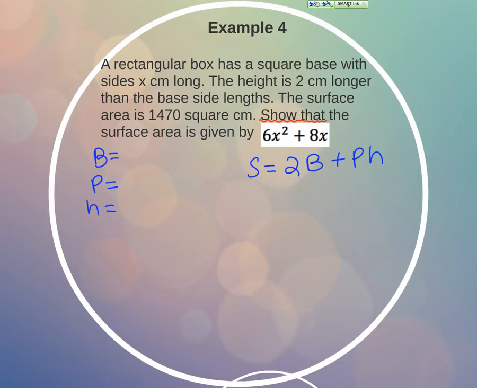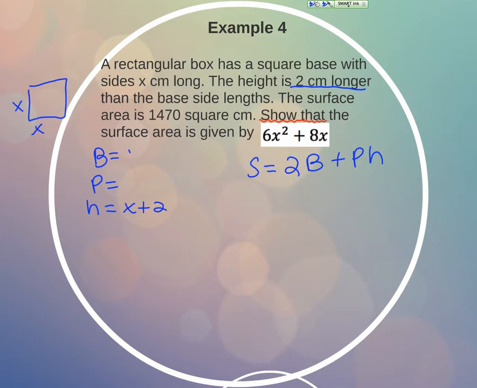Well, the height is 2 centimeters longer than the base. Well, the base side length is x, so the height's going to be x plus 2. Does that part make sense? Now, if my base is a square and it's x by x, how do I find the area of that? That area of a square, is that here a rectangle at least? Parallel here?